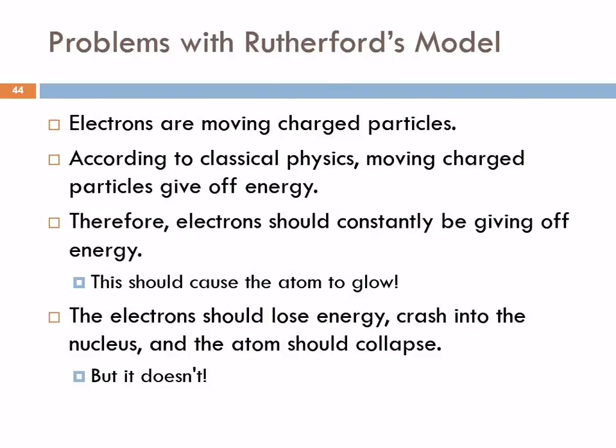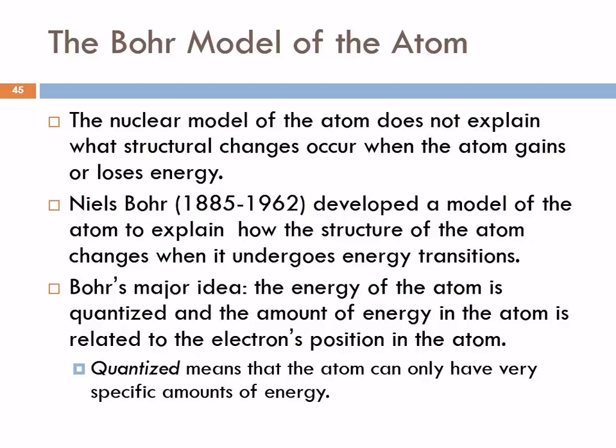Well, there's problems with that in terms of the electrons. Electrons are charged particles and they're moving. According to classical physics, a moving charged particle gives off energy. So if that's true, then the electrons should be constantly giving off energy. And then maybe atoms should glow. But at the very least, the electrons are continuously losing energy, so eventually they're just going to crash into the nucleus and the atom's going to collapse. And yet it doesn't. So obviously there's something lacking in that explanation.